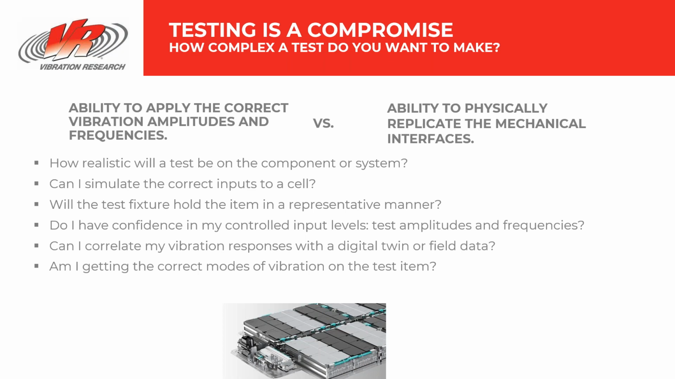So testing a cell, you should be able to get the correct vibration amplitudes and frequencies. The other compromise is the ability to physically replicate the mechanical interfaces. If you have a solid fixture and you mount a test cell into it, you're going to be able to get the exact vibration amplitudes and frequencies, but does that physically replicate the mechanical interface when it's inside the battery module and the battery pack itself? These are the kind of compromises you're going to get when looking at the different levels of testing.